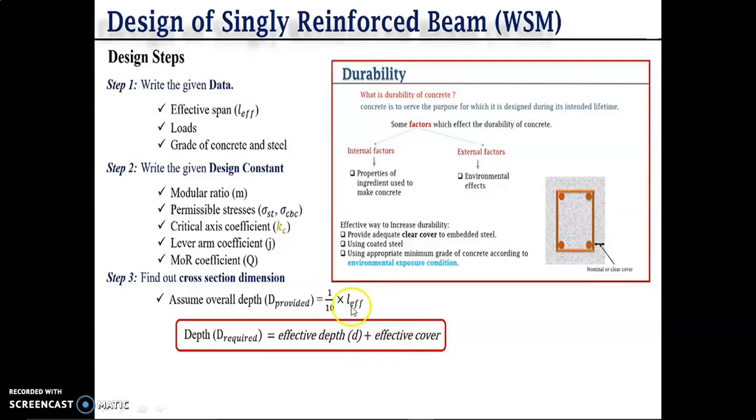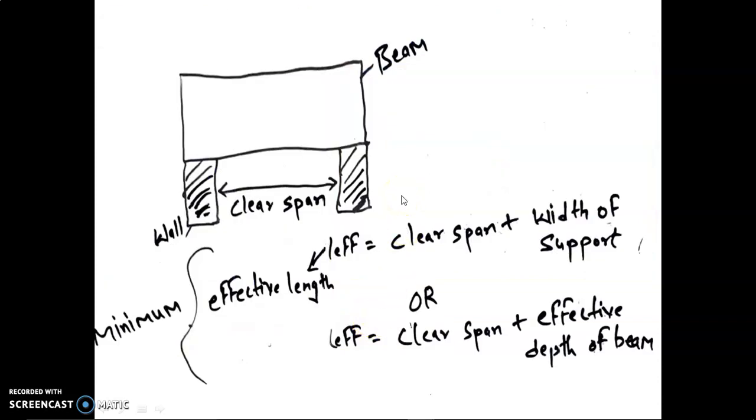Now how do we find the effective span? If the effective span is given in your question, then it's okay. Otherwise, for finding the effective span, first we have to know the type of beam. If you have a simply supported beam, then this is the concept. If you have other beams, meaning a continuous beam or cantilever beam, then we have to follow some rules which are given in IS 456-2000 clause 22.2. So here we design a simply supported beam, so for that we have to find the effective span. This is the process.